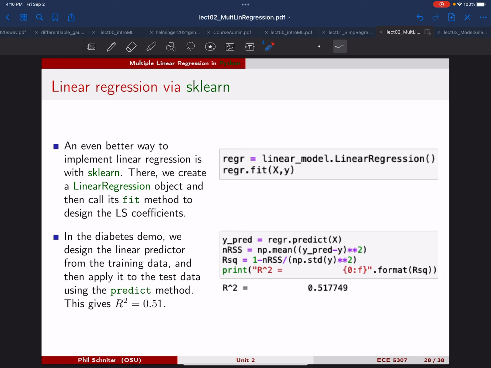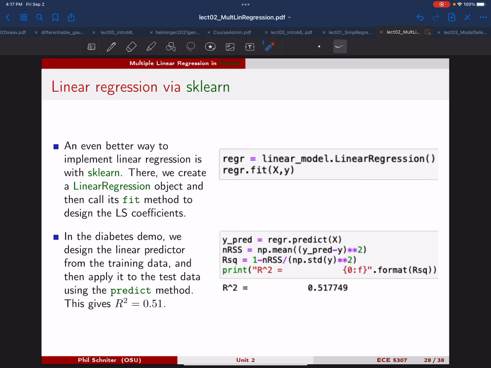And then maybe you want to evaluate how good your model is. So here I'm computing this normalized RSS. NP sum would sum up y hat minus y, squared, element-wise. So usually if I want to compute the norm, I would sum them up. But here I'm computing the mean, so I'm summing them up and dividing by the number of samples.